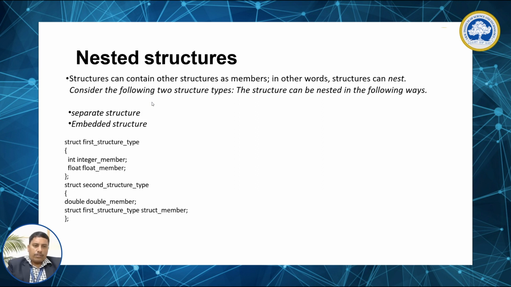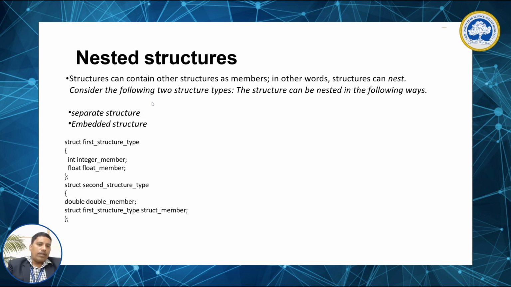What are nested structures? Structures can contain other structures as members. In other words, structures can nest. This is called nested structures. Consider the following two structures. Here the structures can be nested in the following way.